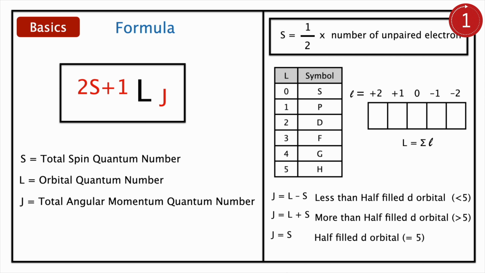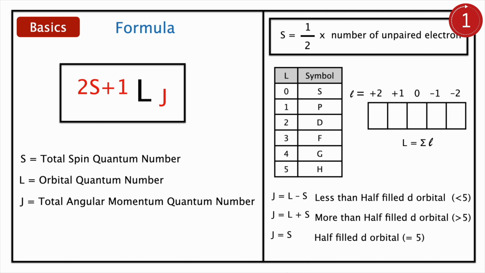Here is the basic formula: 2S plus 1, in superscript, L, with subscript J. This is the basic nature and format for writing the term symbol. Here S is the total spin quantum number, meaning you add all the electrons. L means orbital quantum number. J means total angular momentum quantum number. Basically it is a collection of quantum numbers.